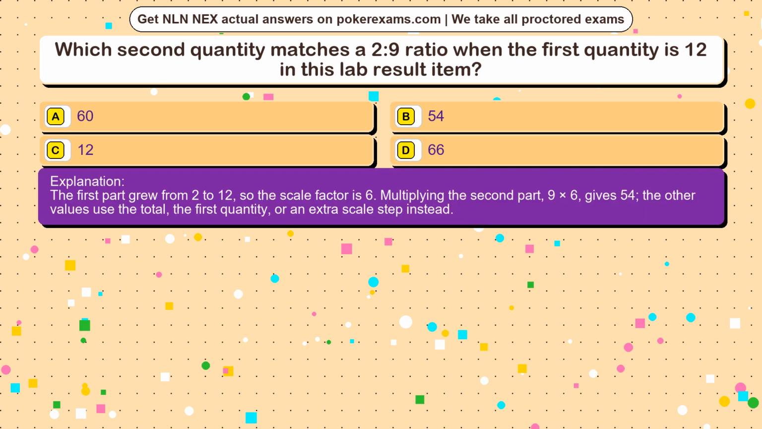The first part grew from 2 to 12, so the scale factor is 6. Multiplying the second part, 9 times 6, gives 54. The other values use the total, the first quantity, or an extra scale step instead.